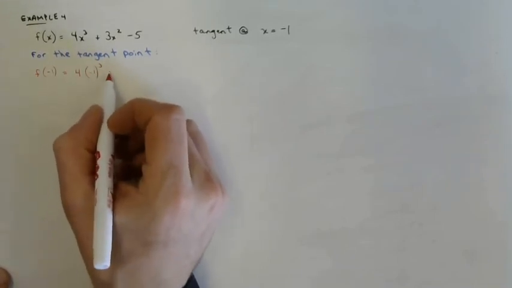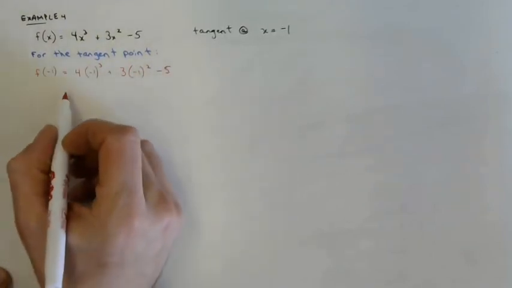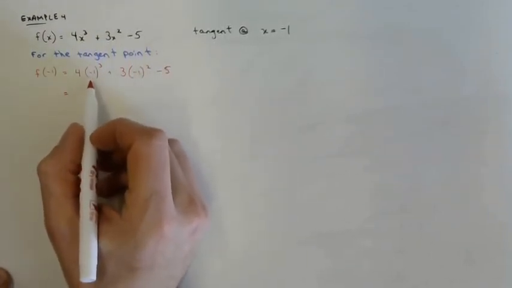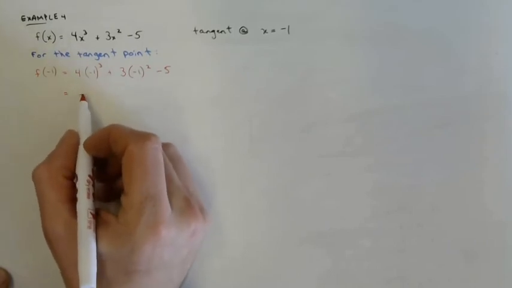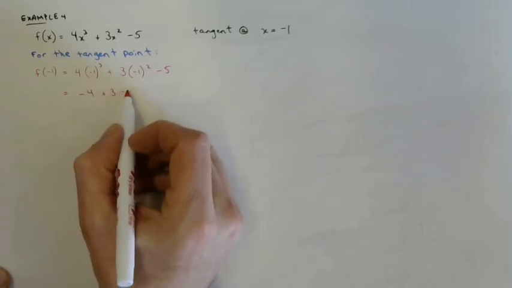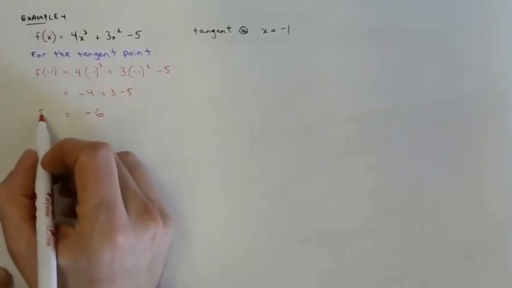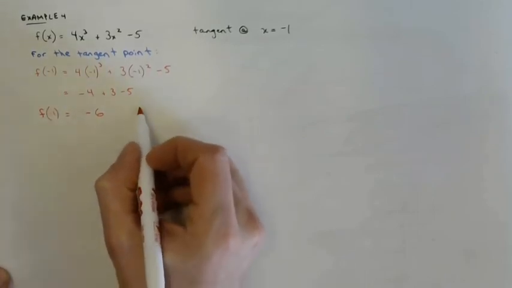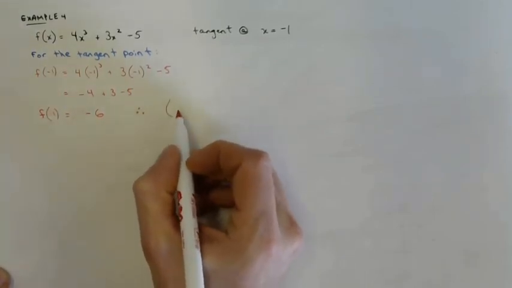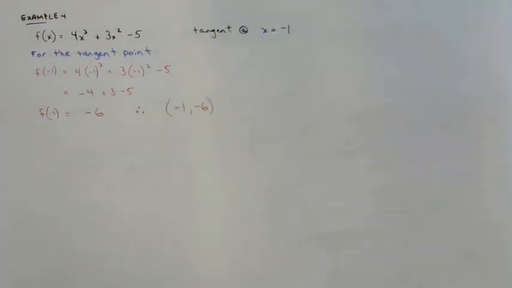4 times -1 to the power of 3, plus 3 times -1 squared, minus 5. -1 cubed is -1, so that's going to be -4. This is +1 times 3, that's plus 3, minus 5. We are looking at -6. Therefore, the tangent point is -1, -6.